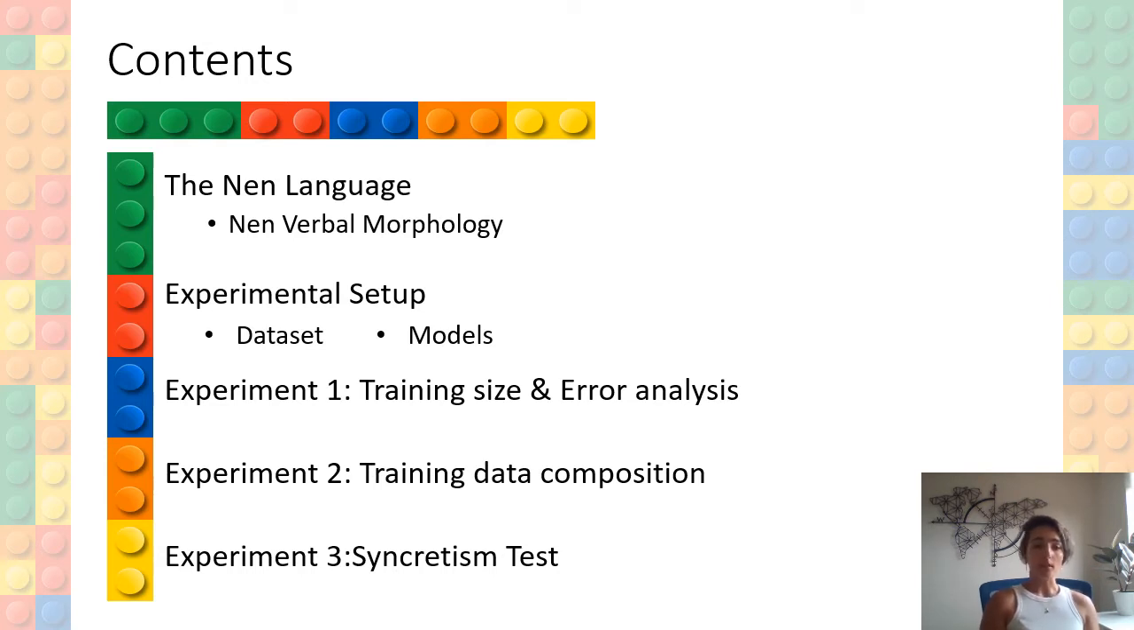then we'll be delving into the experiments we ran, starting with experiment 1, training size and error analysis, then to experiment 2, where we examine the effects of training data composition, and lastly, the syncretism tests, where we test the models on an unseen form.